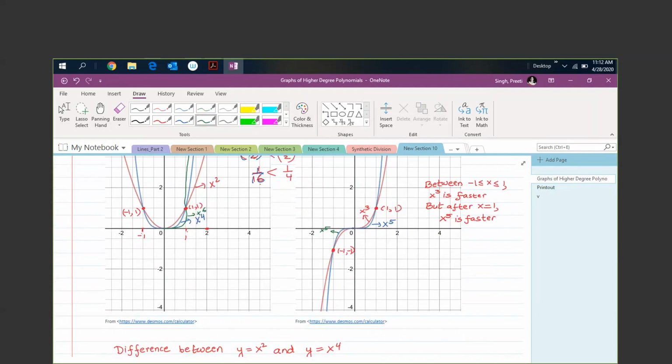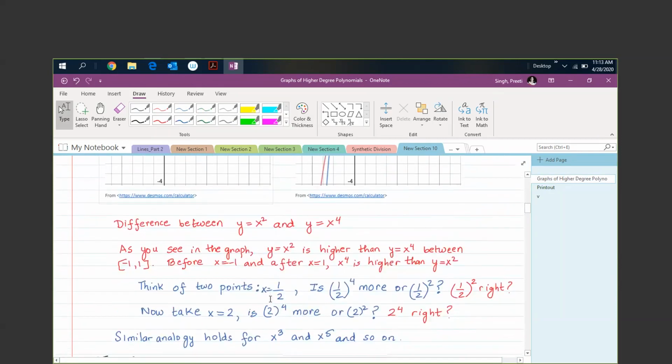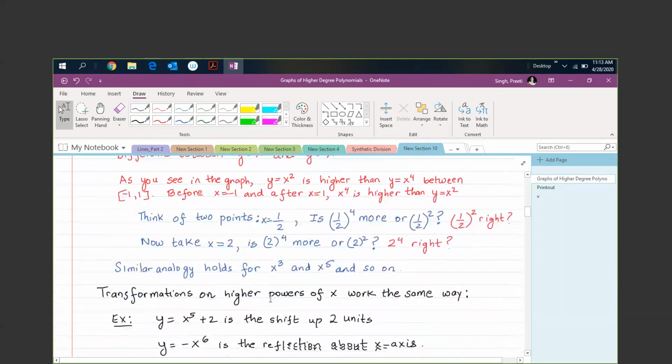So that's the primary difference between different odd powers or different even powers. Otherwise, the shape is the same. The domain and range are the same. The intervals of increasing and decreasing are the same. I have written some things here that I was explaining. You can read it again. It is posted on your MyLab.